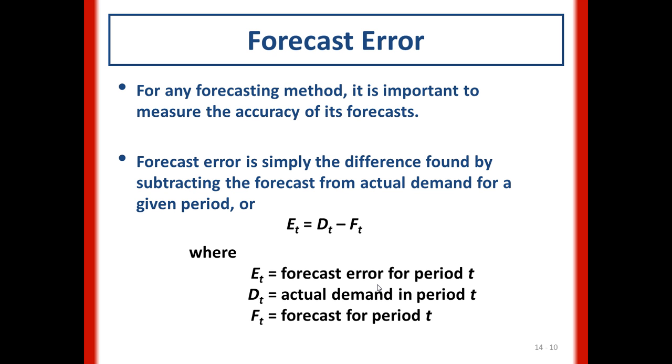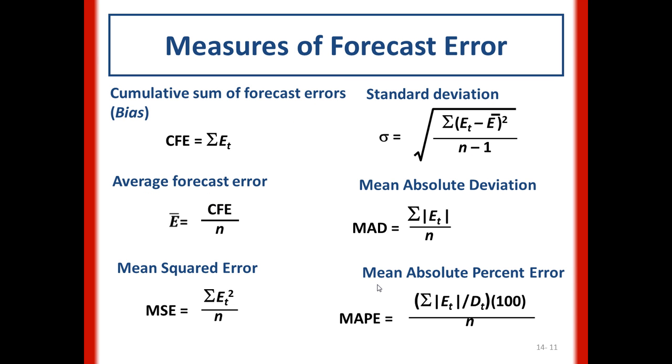Forecast error. Forecast error is simply the difference found by subtracting the forecast from the actual demand. We use ET to represent forecast error, equal to DT minus FT. DT represents actual demand in period T. FT represents forecast for period T. There are many forecast error indexes that we use to evaluate the forecast.